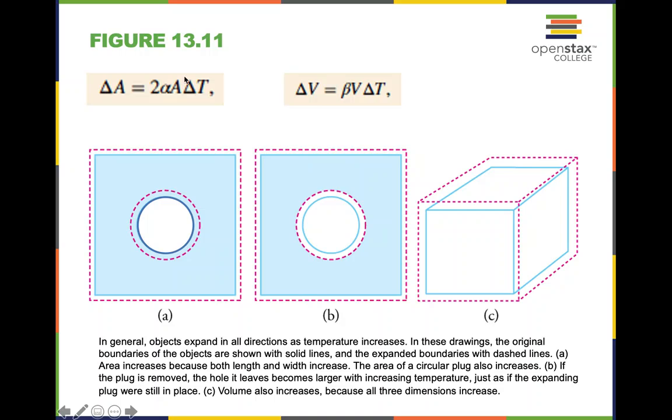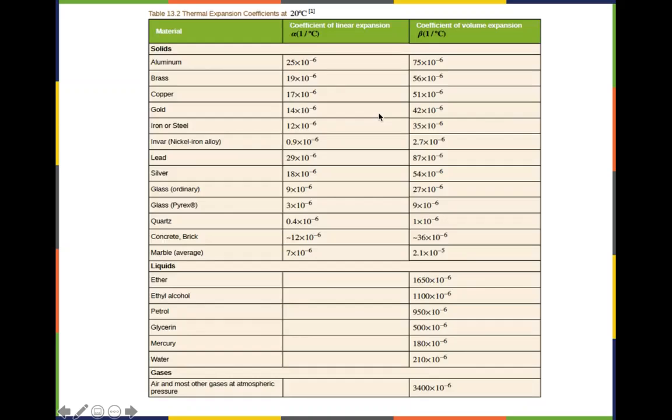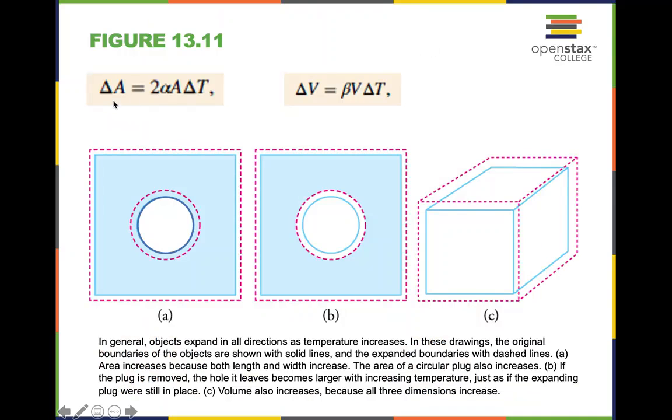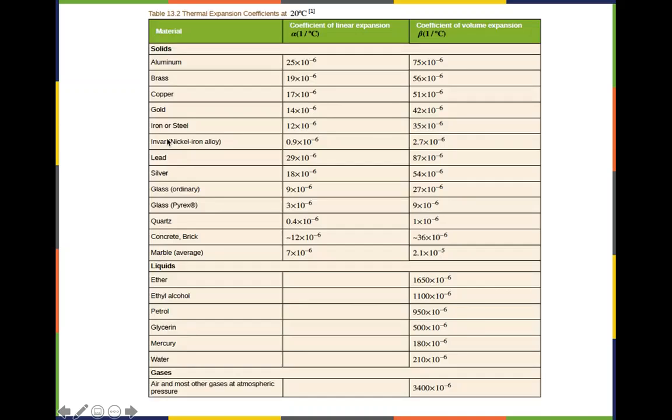So these are the equations for the change in area with respect to temperature and the change in volume with respect to temperature. Here we have the linear expansion coefficients and the coefficient of volume expansion. That's what your alpha and your beta are, in these equations over here. So these two are pretty much given. You just have to know what type of material you're dealing with. So you have solids here, you have liquids here, and gases here. You notice that there's really only one gas there.